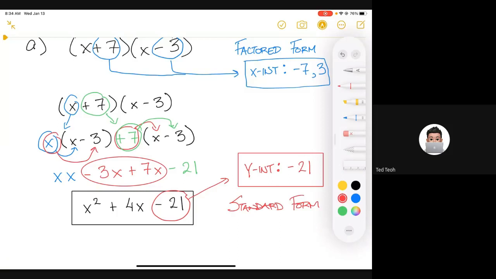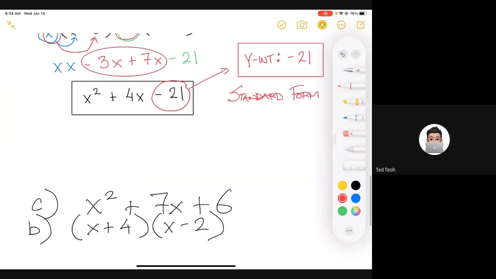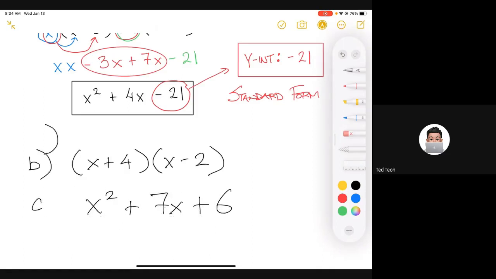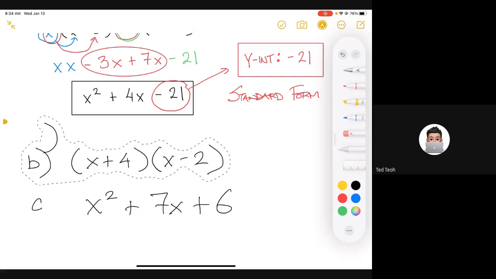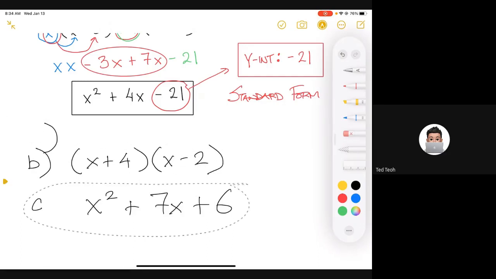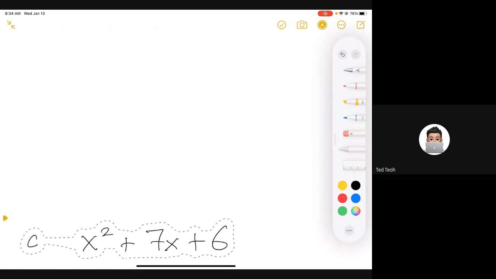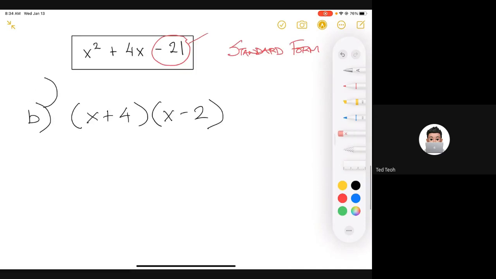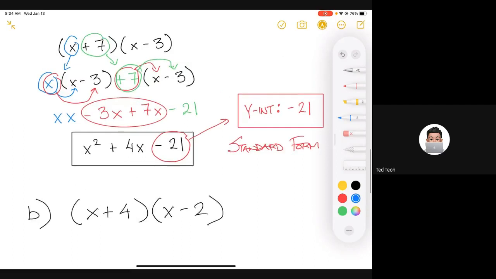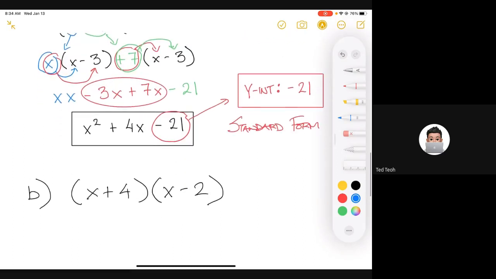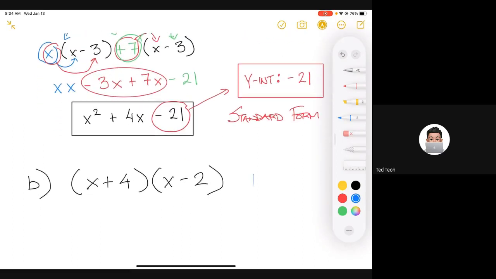All right, let's try another example. I'll try to move it here. I'm going to take this and move this just further down. All right. Okay, so this question is very similar to the one we just did. Again, this one's in factored form.